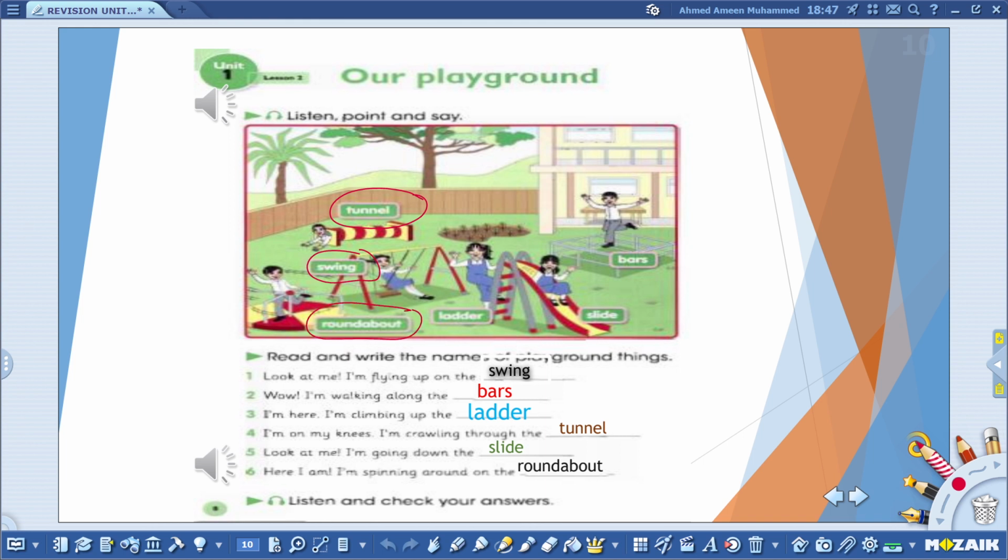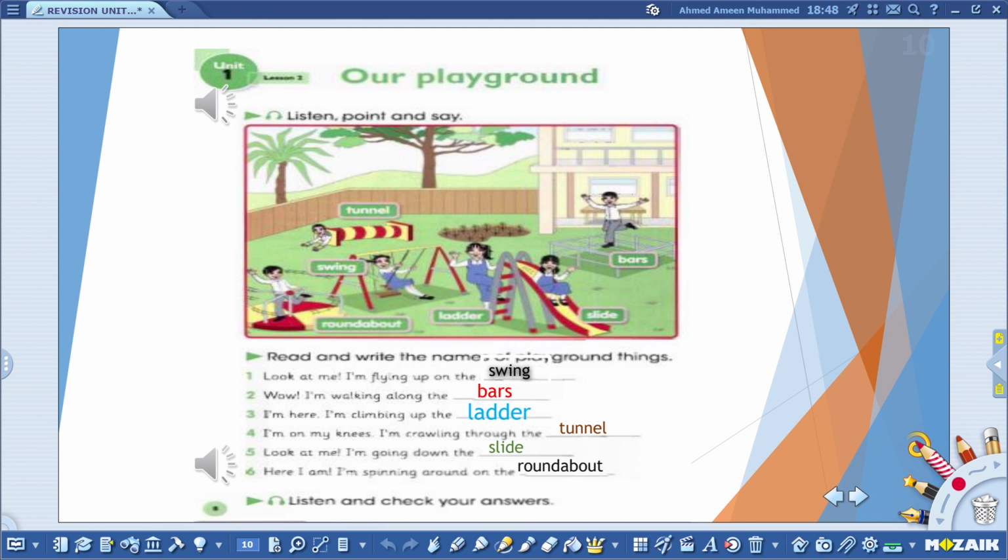Roundabout, ladder, slide, and bars. Here is the explanation. Look, number one: read and write the names of playground things. اقرأ واكتب playground things، محتويات ساحة اللعب.